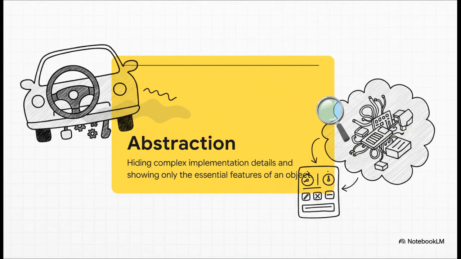Then you've got abstraction, which is kind of the other side of that same coin. It's all about hiding the messy, complicated stuff. When you drive a car, right? You just use the steering wheel and pedals. You don't need to know exactly how the engine is firing or how the transmission is shifting gears. Code abstraction is the same idea. It gives us a simple, clean interface to use while all the complex logic is hidden away.